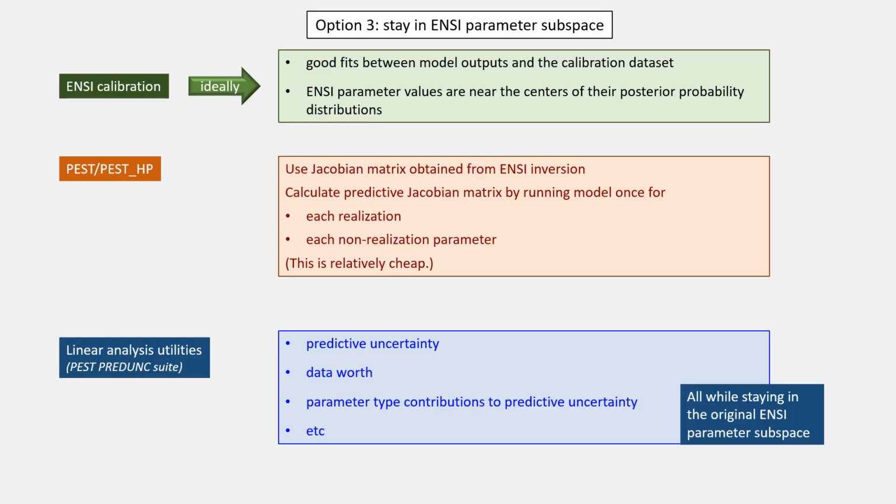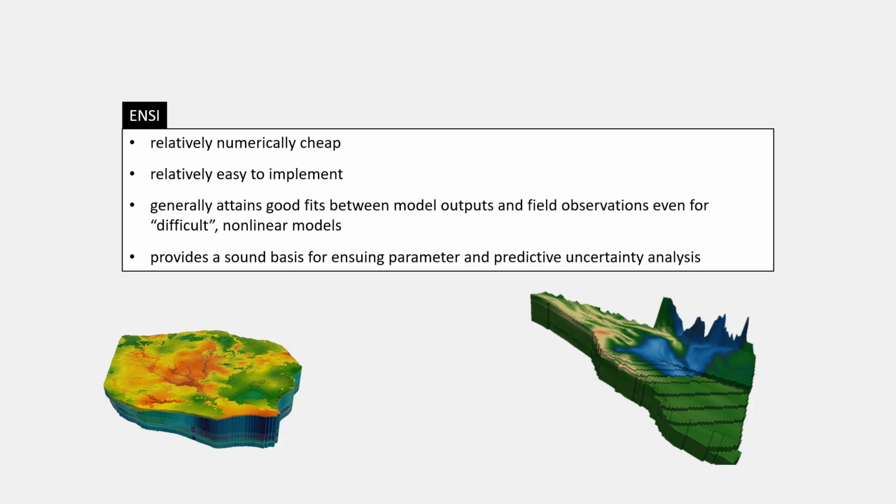So that's pretty much it. That's ENSI calibration and some of the options for what we do after ENSI calibration. Before finishing up this video, we'll just briefly summarize some of the contents. ENSI is very robust. It's easy to implement. It's numerically cheap. It generally gives us good fits between model outputs and field observations, even in difficult non-linear circumstances. And it provides a sound basis for ensuing parameter and predictive uncertainty analysis.